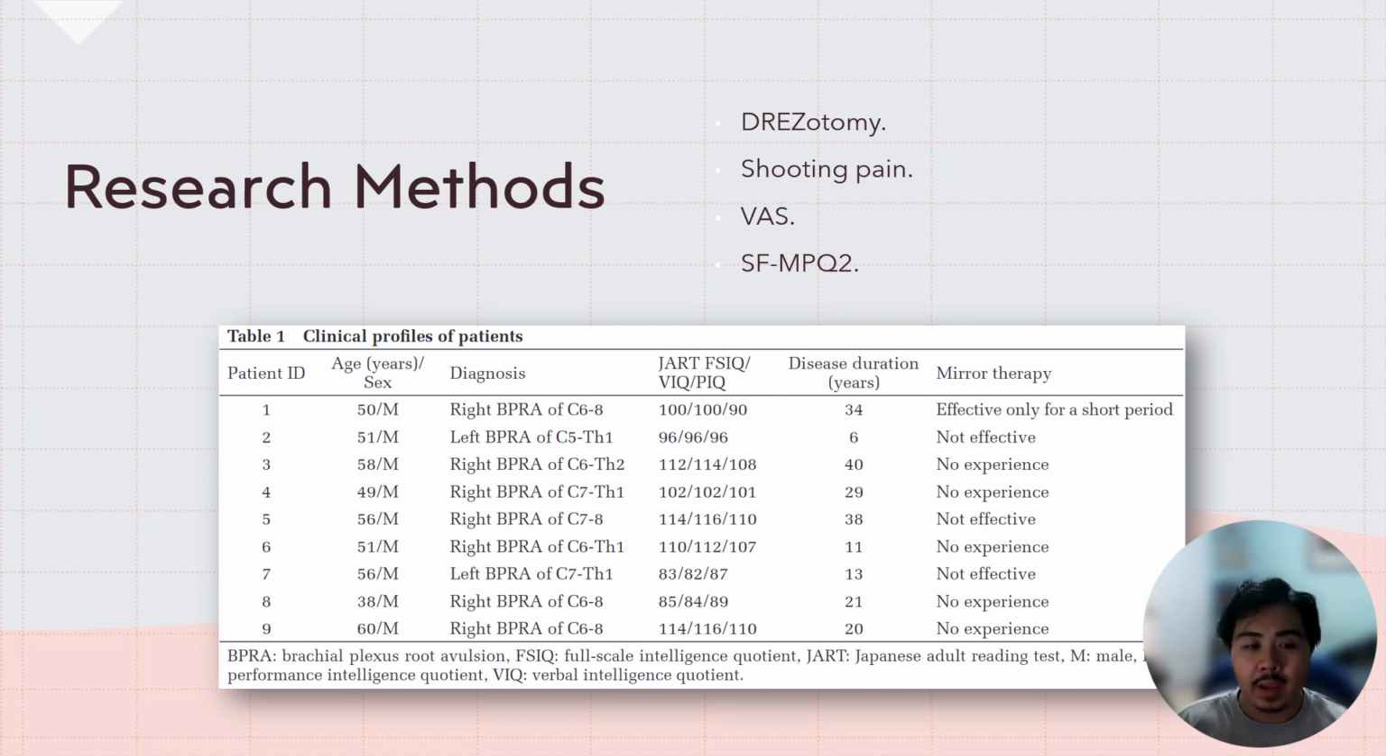The patients measured pain by using the Visual Analog Scale, VAS, and the Japanese version of the Short Form McGill Pain Questionnaire, version 2, SF-MPQ2, before and after the DREZotomy. Table 1 shows all the tested patients and each of their BPRA locations on the spinal cord. They also used a 160-channel whole head MEG to record cortical activities related to patient phantom hand movements. This was how they designed their experiment.